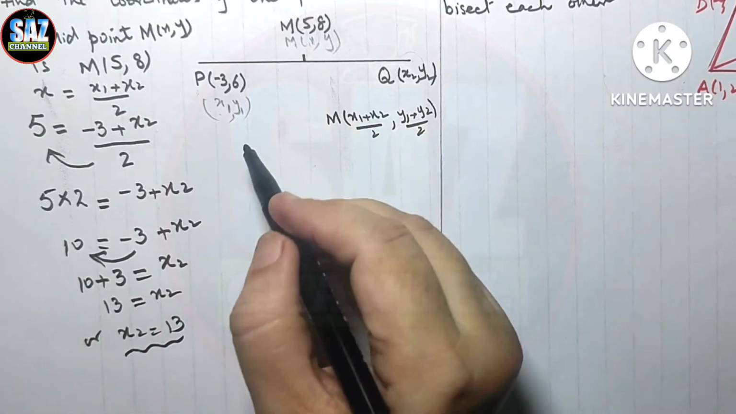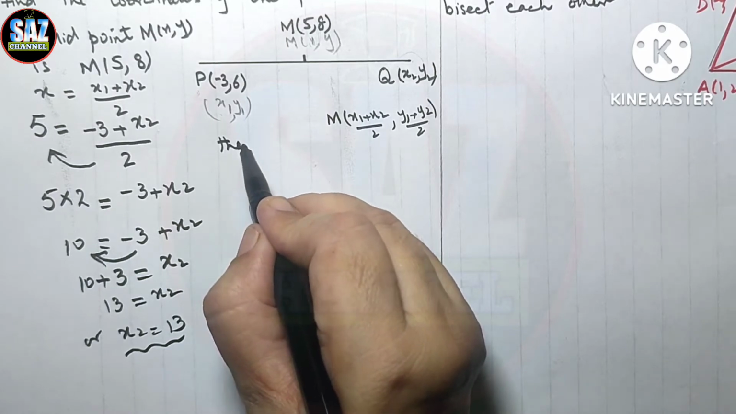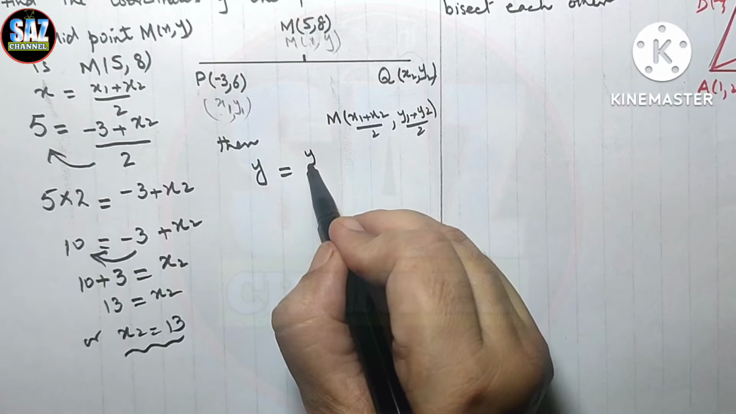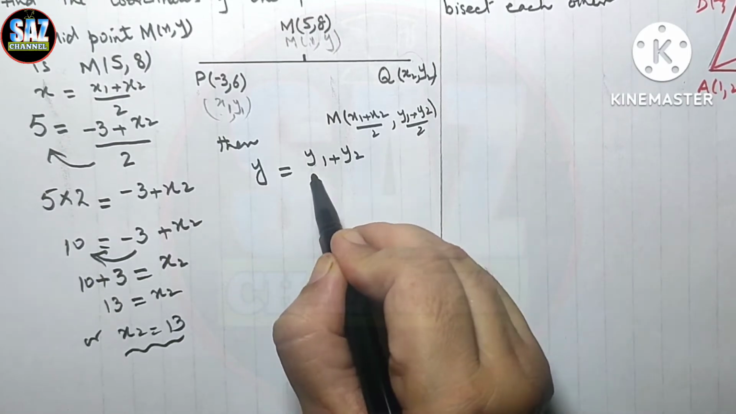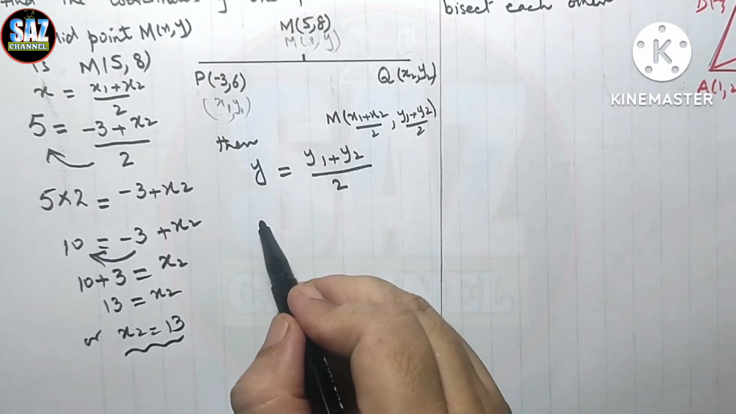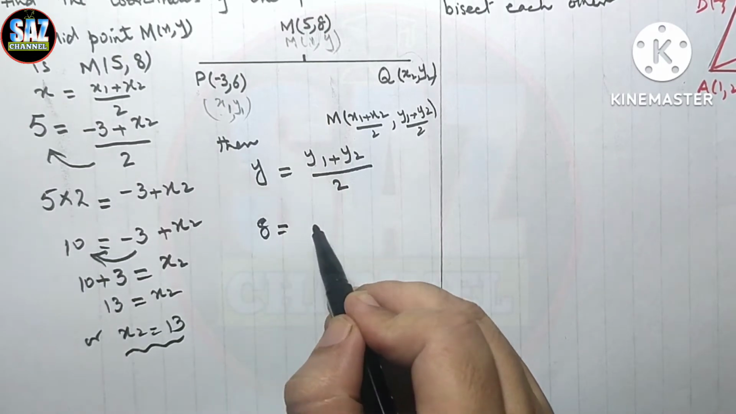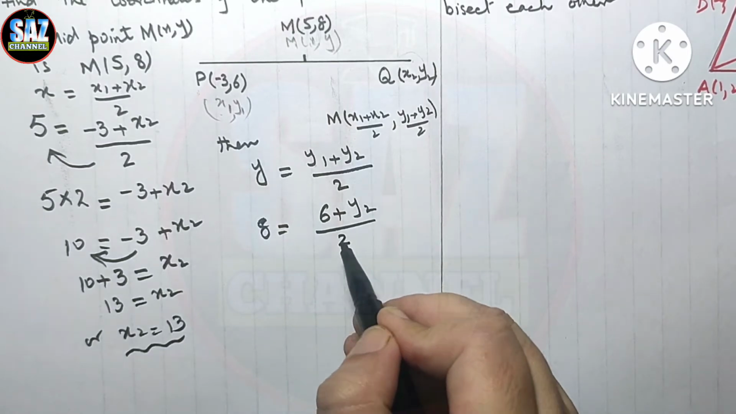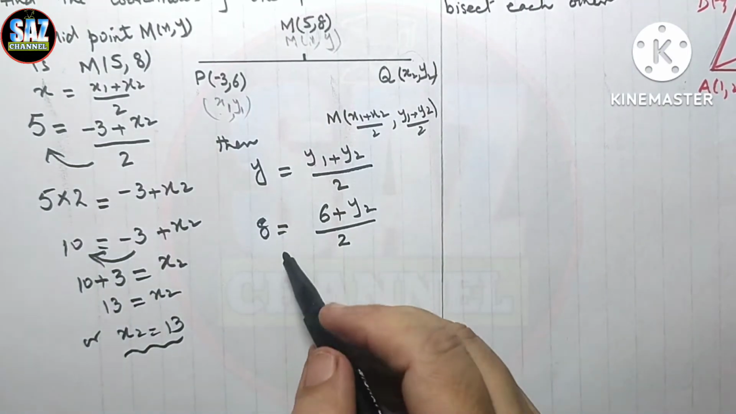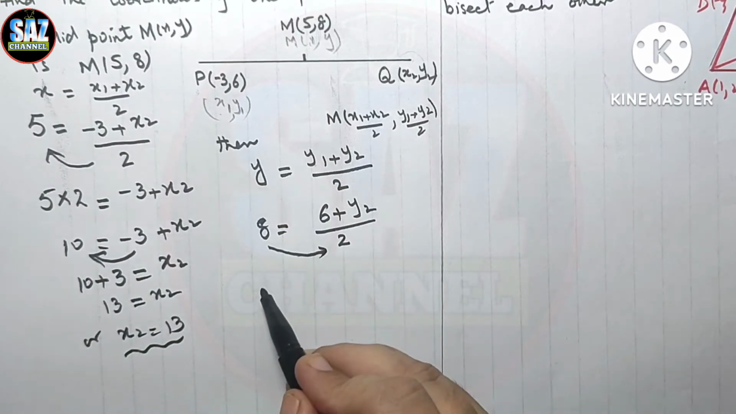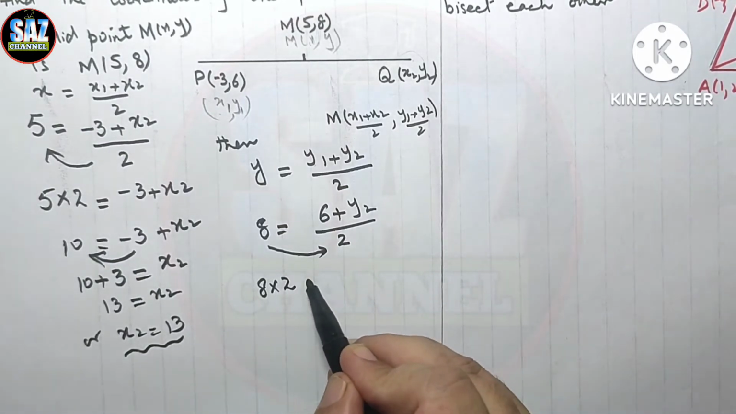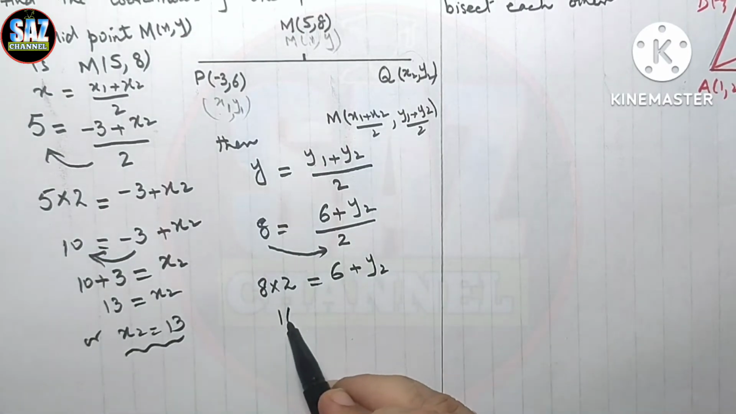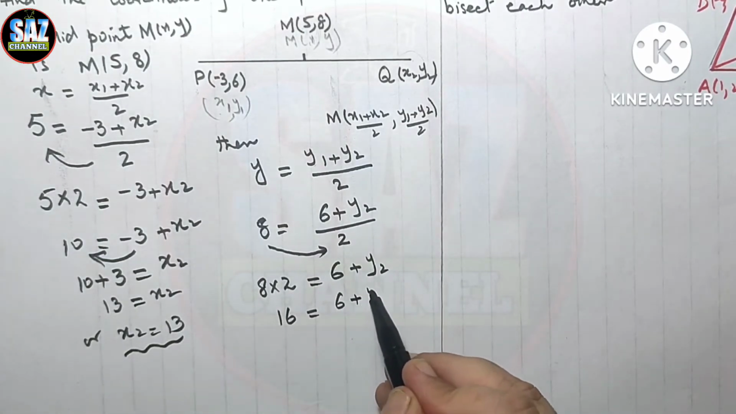and then the same for y, that y will be equal to what? According to the formula, that is (y1 + y2)/2. Now y has the value 8 and y1 is 6 plus y2, which we do not know, upon 2. Okay, 2 times 8, command on tables is compulsory, 16 equals 6 + y2.